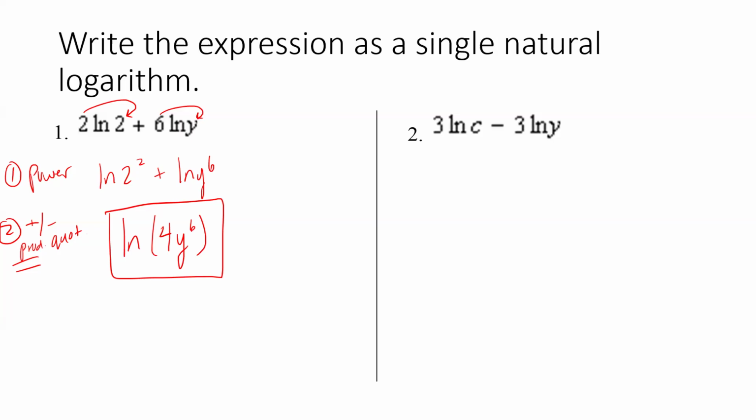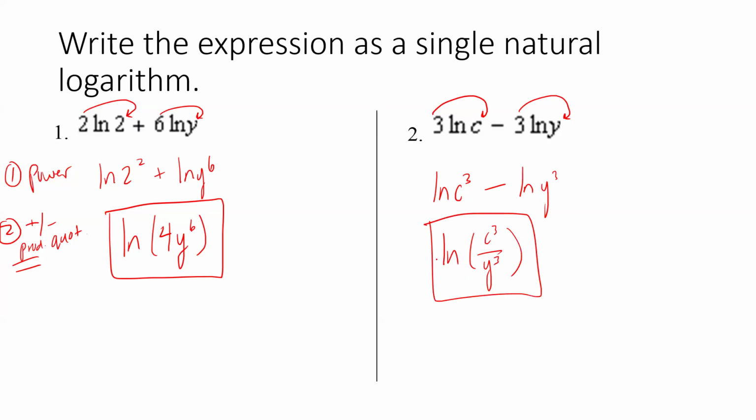All right, let's talk about number 2. Again, follow the first step, which is to apply the power property. So your coefficient becomes a power. So we are left with natural log of c to the third minus natural log of y to the third. The second step is to decide, are you product or quotient? Because we're subtracting, we are quotient. So that gives us c to the third divided by y to the third. And the third step is to simplify. Is there anything in common that I can do here? Nope. So this is my complete answer.